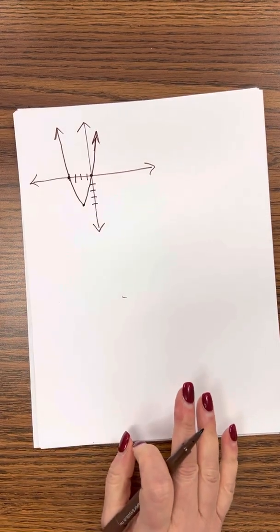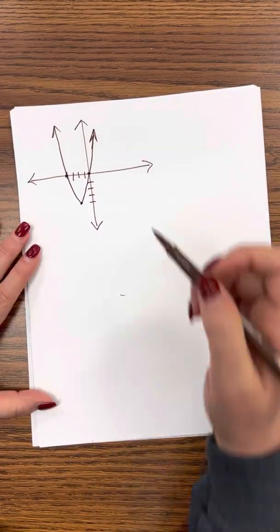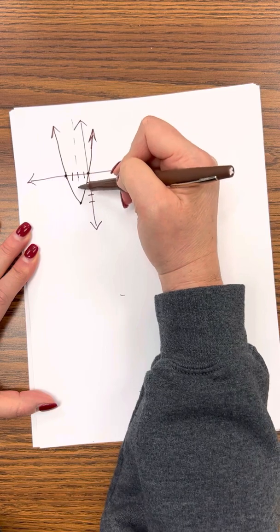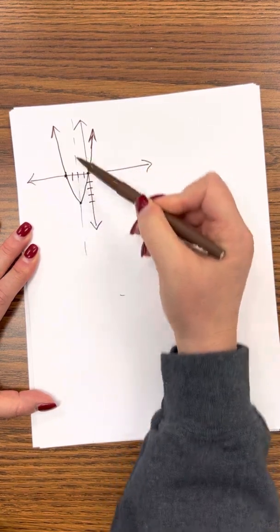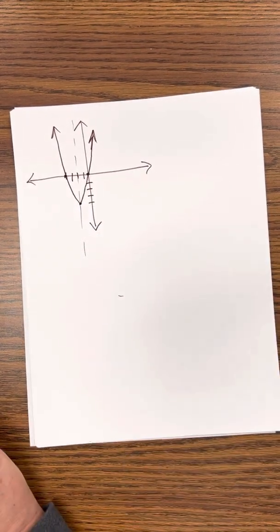So now let's talk about the axis of symmetry. Remember that axis of symmetry was x equals -2? What that means is if there was a line that came down and cut this parabola in half, it would go through at x equals -2 right there. That's your axis of symmetry.